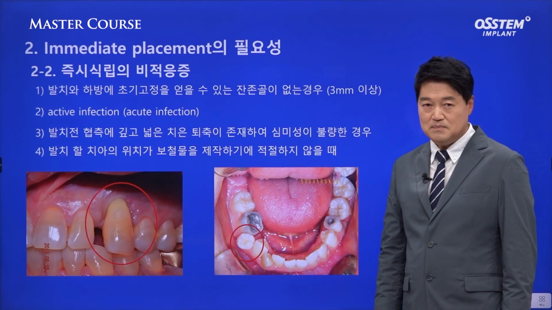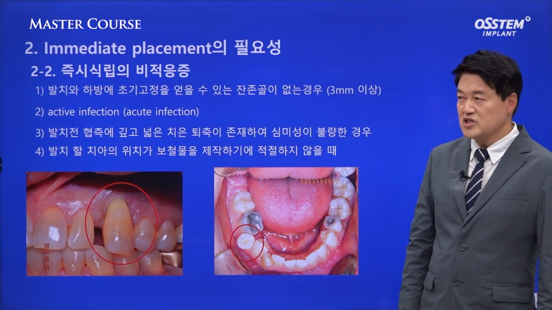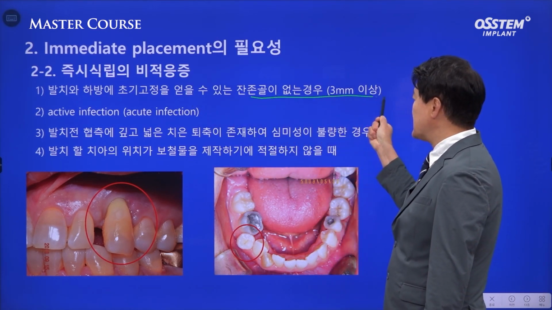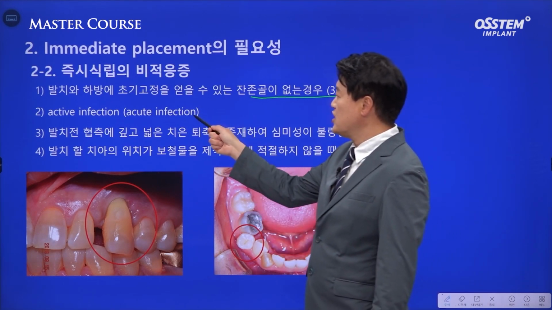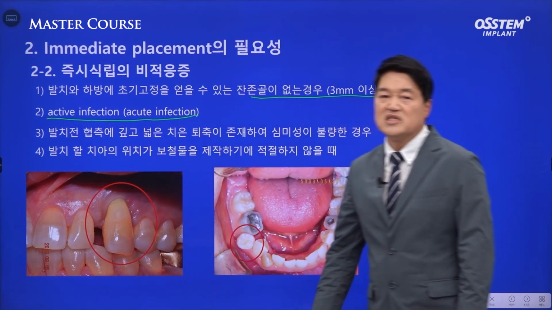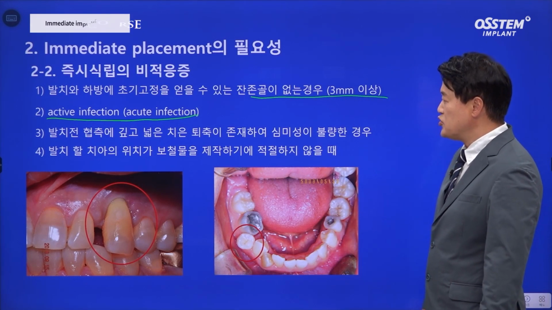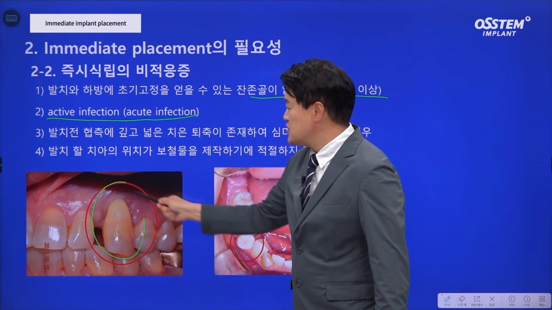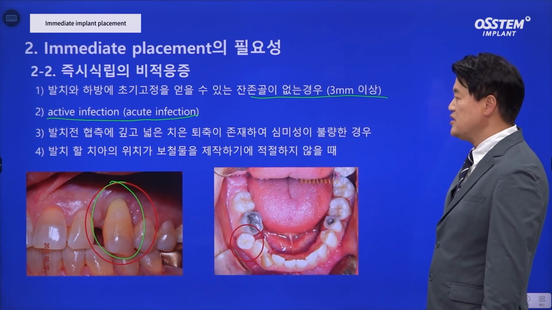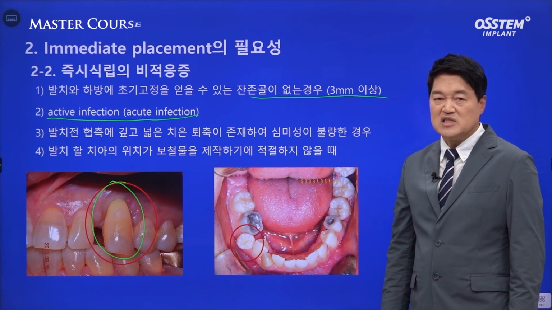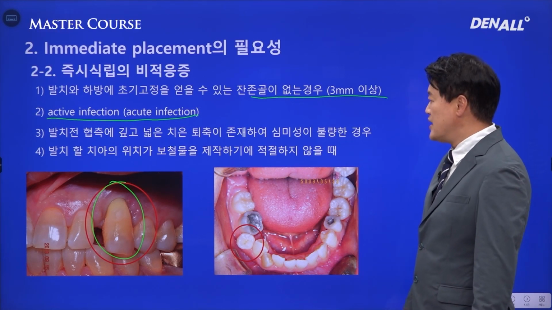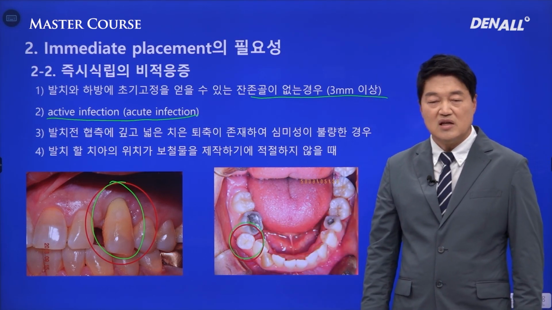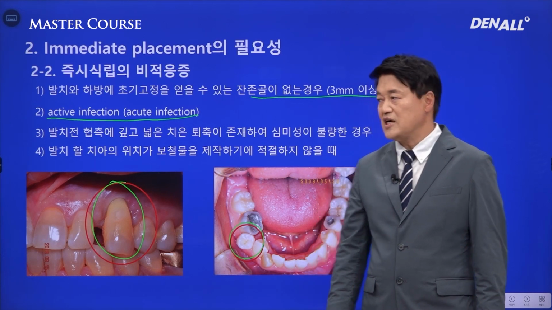Now the contraindications. Below the extraction socket, if there's no residual bone of over 3 millimeters and if there's active infection, this is contraindication for immediate implant placement as shown. There's extensive gingival atrophy on the buccal side and the aesthetics are unfavorable. Therefore, delayed placement should be done. And if the position of the tooth to be extracted is unfavorable and if prosthesis is not likely here, immediate implant placement cannot be done.